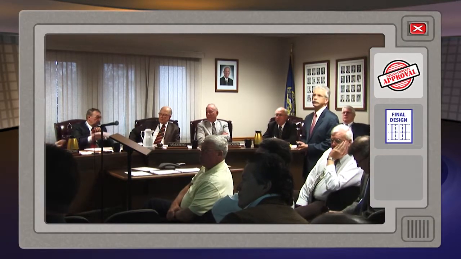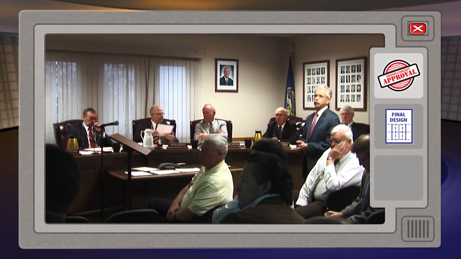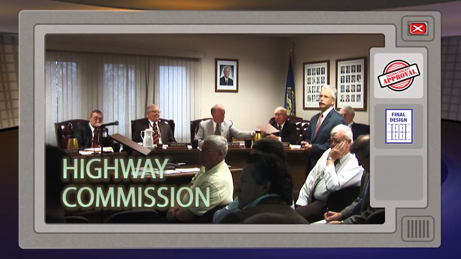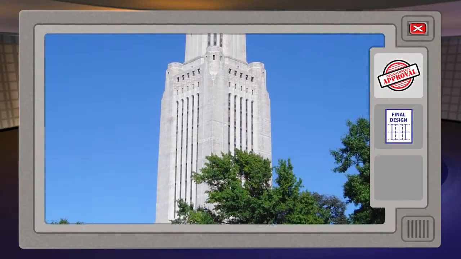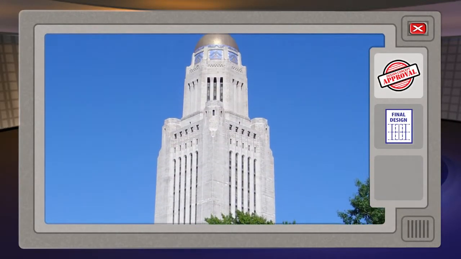When a capital improvement project alternative is accepted by the public and district, the project design will be presented to the Highway Commission for approval. The Highway Commission will review and make a recommendation to the governor, who must ultimately approve the project.